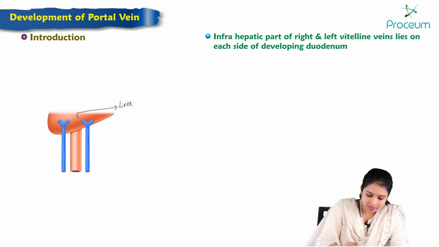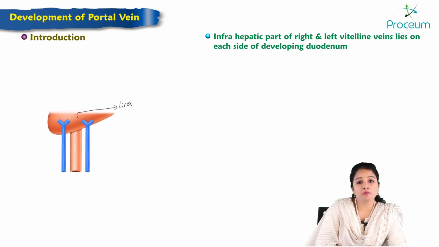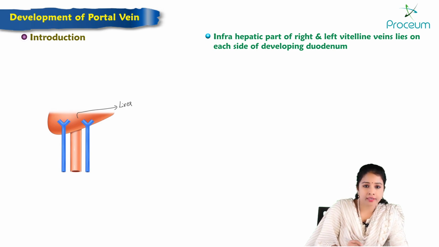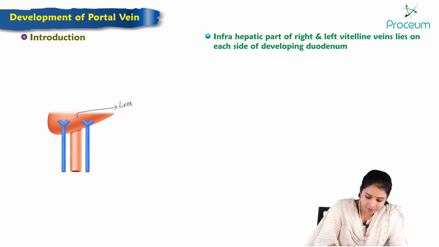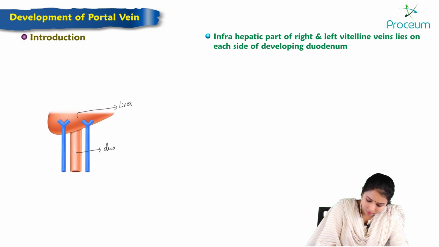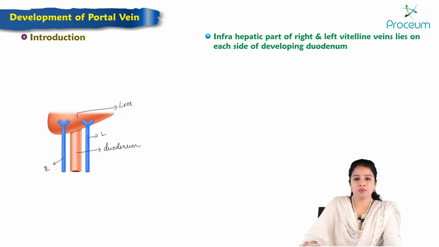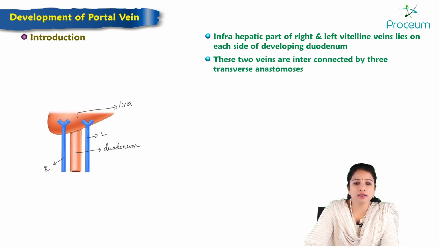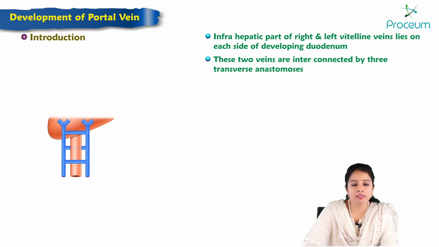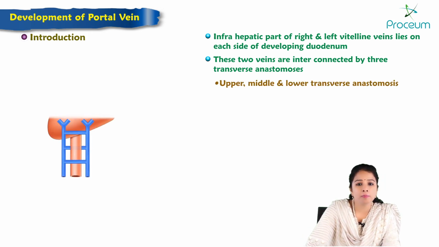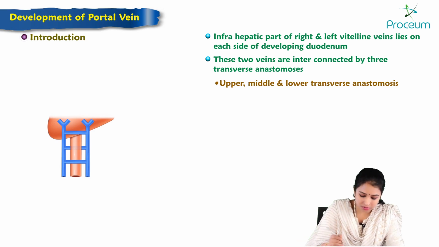And we can see on each side below the liver, that is the infrahepatic part, there are right and left vitelline veins which lie on each side of the developing duodenum. This is the right, and this is the left vitelline vein. These two veins are interconnected by three anastomoses in relation with the duodenum. We can name them as upper, middle and lower transverse anastomosis.